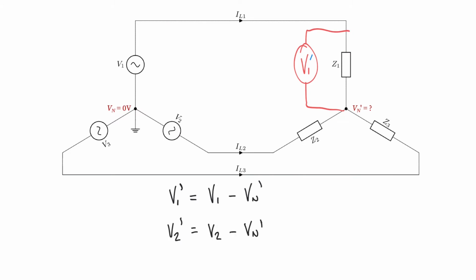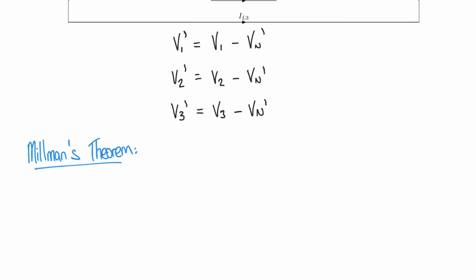Similarly, V2 dash would be equal to V2 minus Vn dash, and V3 dash would be equal to V3 minus Vn dash. Now, for all of these, we run into the same problem. We don't know the value of Vn dash, and so we can't calculate these values until we know that. Fortunately, in this case, we are rescued by Millman's theorem. And Millman's theorem allows us to find the value of Vn dash.